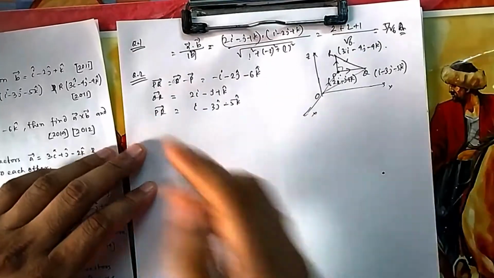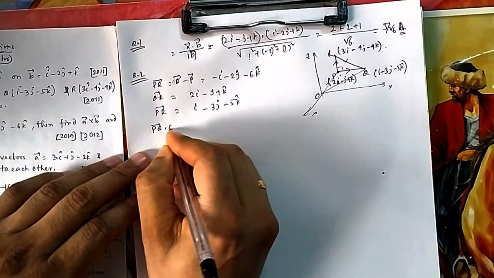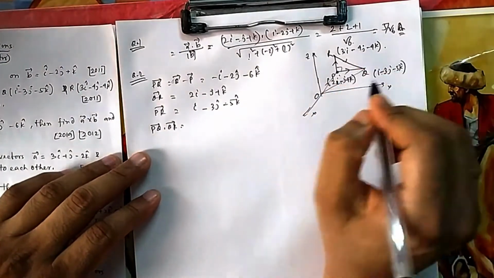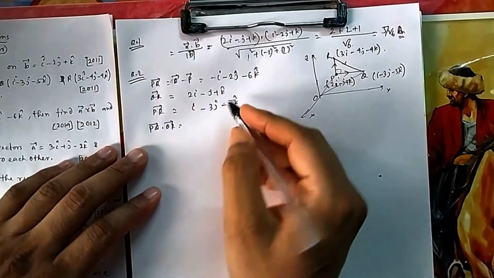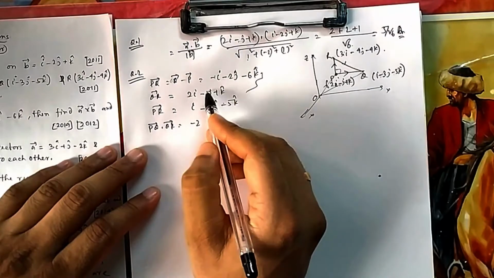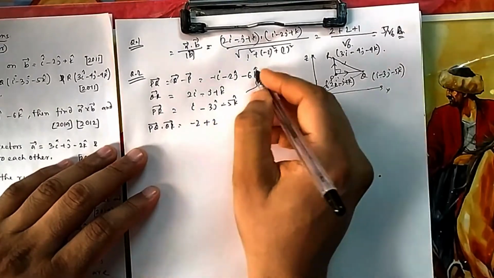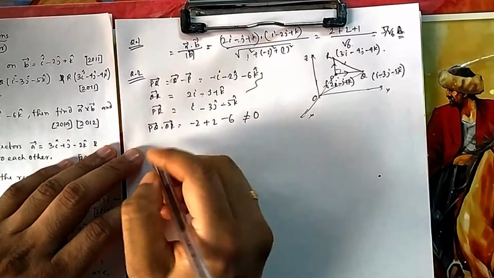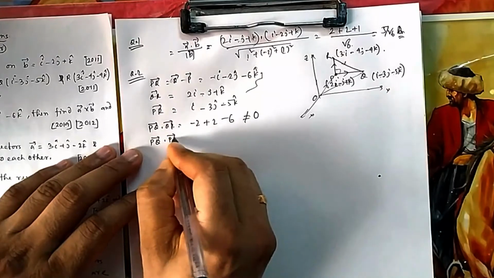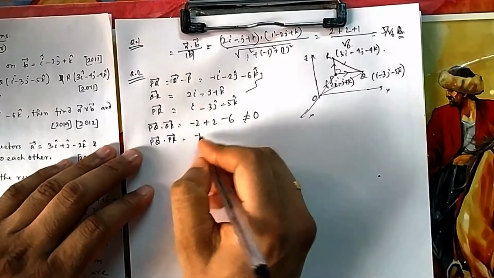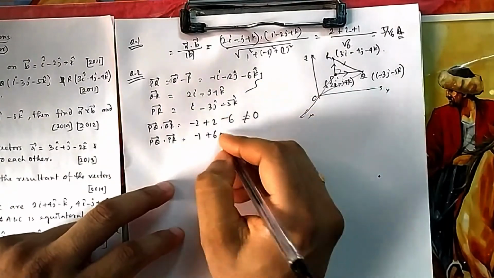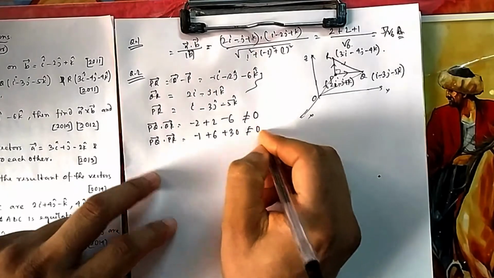Now you take dots of any two. Suppose PQ dot QR. Any two dot, if it is 0, then they will be perpendicular. If any one pair is perpendicular, that means it is a right angle triangle, because one angle will be a right angle. So if you take the dot of these two, that is 2 into minus 1, that is minus 2, minus 1 into minus 1, that is plus 1, and minus 6, which is not equal to 0. Then next you can take PQ dot PR. So minus 1 into 1 is minus 1, minus 2 into minus 3 is plus 6, minus 6 into minus 5 is plus 30, which is also not equal to 0.